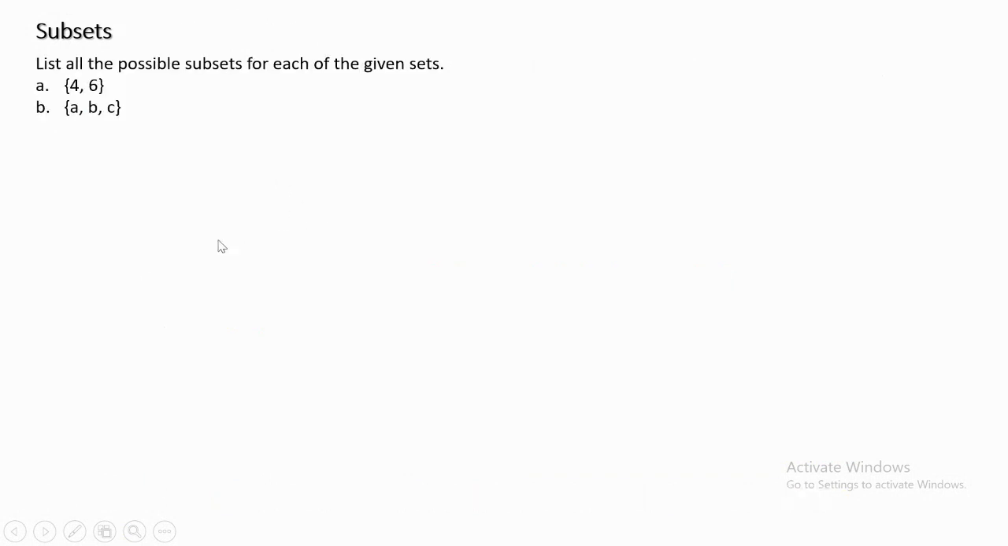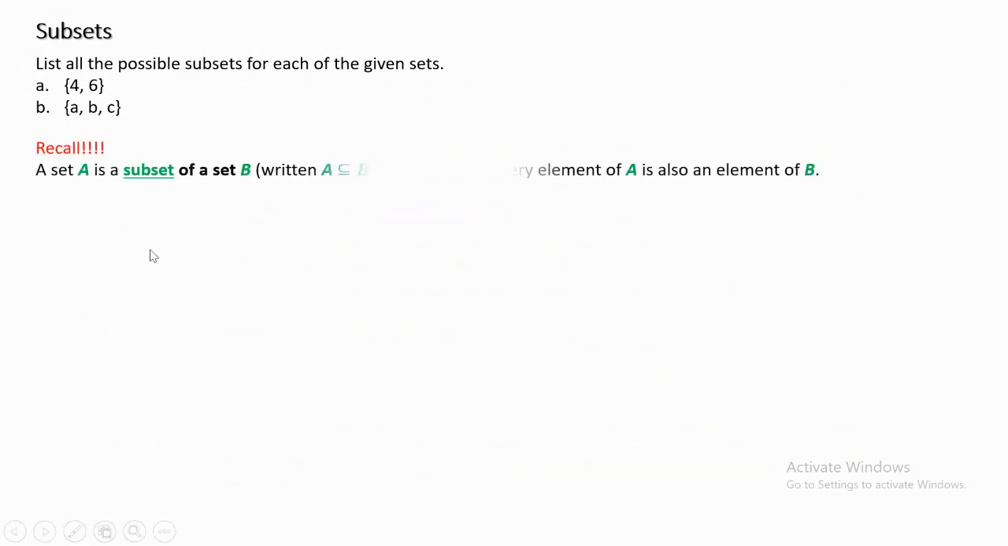Now we're going to list all the possible subsets for each given set. For part A, recall that set A is a subset of set B, provided that every element in A is also in B. So for the set 4, 6, to list all the possible subsets, we start with the empty set. The empty set is always a subset of any set.